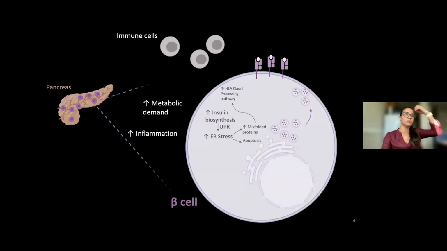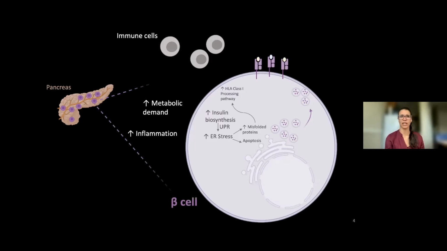In this picture, what I'm showing you is a representation of a beta cell. And as you know, the beta cells are the cells that produce and secrete the hormone insulin. And insulin accounts for up to 50% of the protein production in the beta cells. And this can increase in response to metabolic demand. For this reason, the beta cells are prone to ER stress. ER stress develops when the demand to synthesize insulin exceeds its capacity.